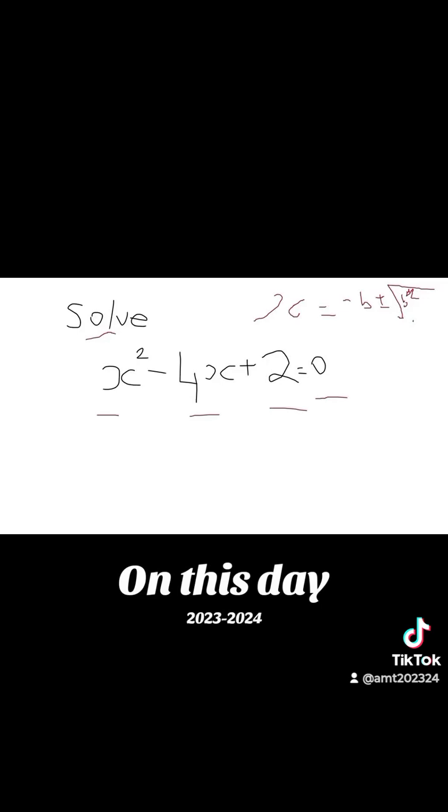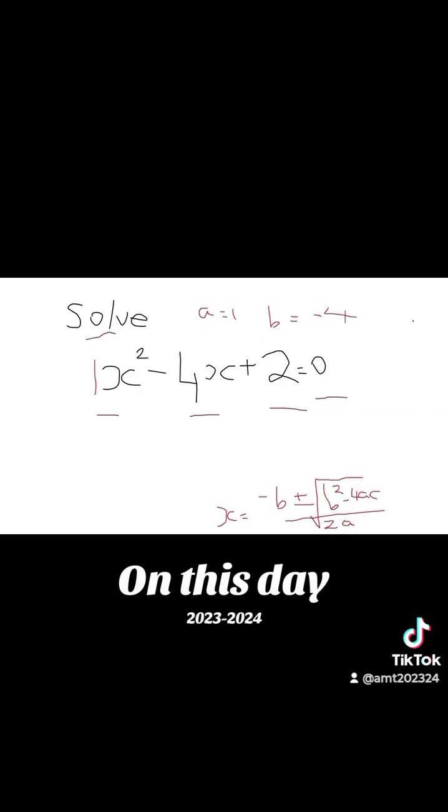Let's start again. x equals minus b plus or minus the square root of b squared minus 4ac all over 2a, where a is the coefficient of x squared, b is the coefficient of x, and c is our constant. So a is equal to 1, b equals minus 4, and c equals 2.